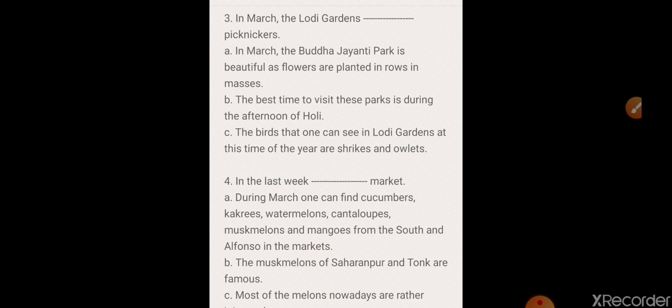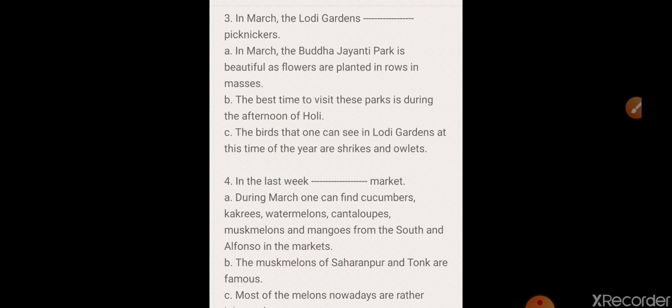Second is, which is the best day to visit these parks? So the best time to visit these parks is during the afternoon of Holi. Which birds can be seen in the Lodi Gardens at this time of the year? So the birds that one can see in Lodi Gardens at this time of year are shrikes and owlets.